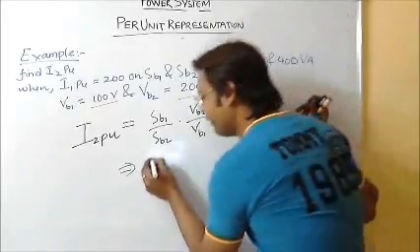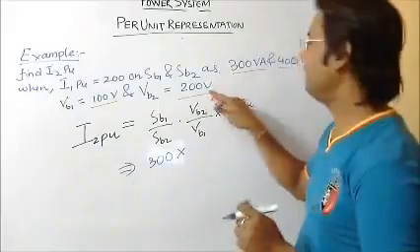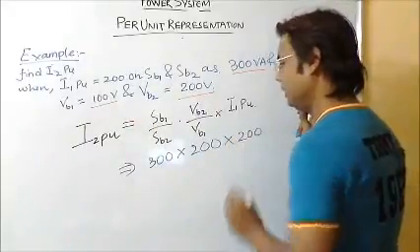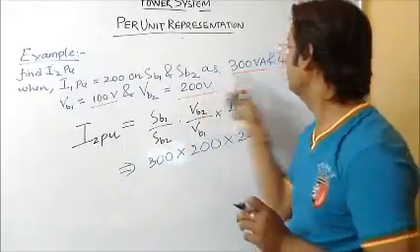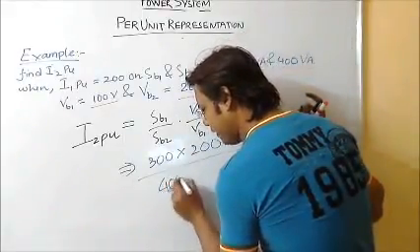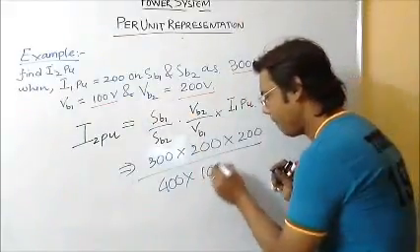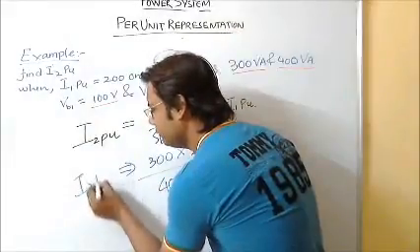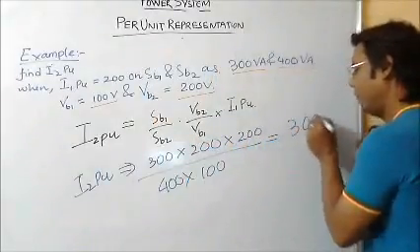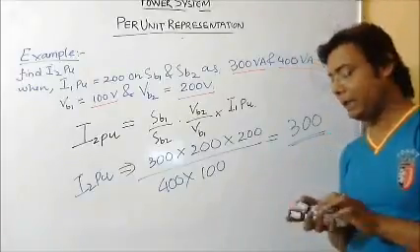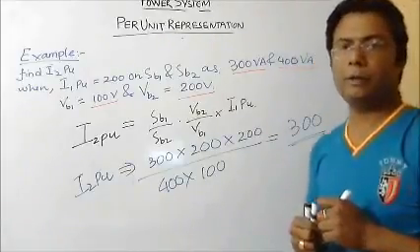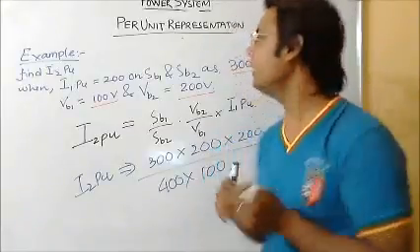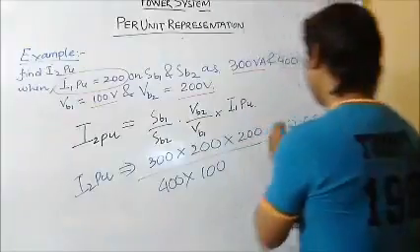That is, SB1 is already given as 300, into VB2 given as 200, into I1 per unit already given as 200 again, and SB2 is given as 400, into VB1 given as 100. So by solving this, I can have I2 per unit as 300. So please remember again that this is a per unit quantity, so it will not have any dimensions. It's a dimensionless quantity. So here also it was dimensionless, here also it is dimensionless.